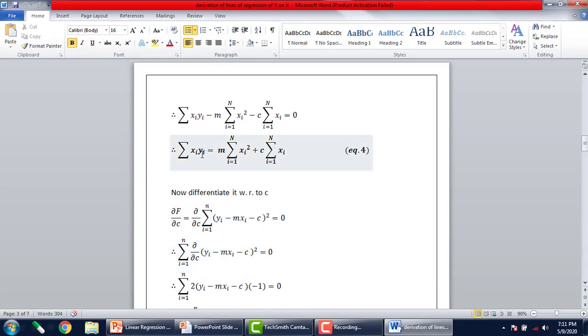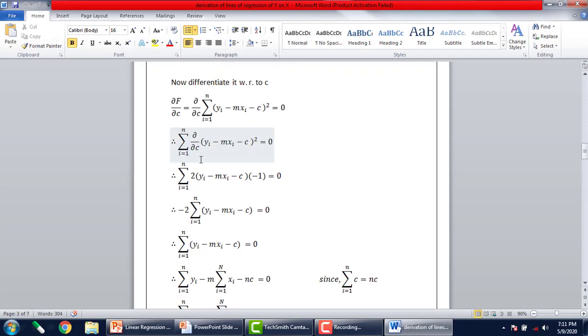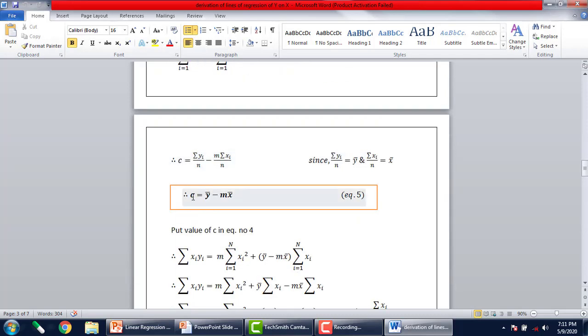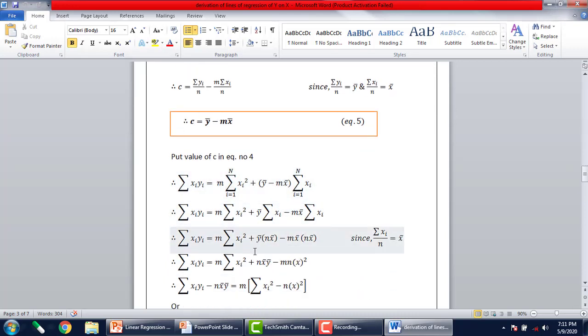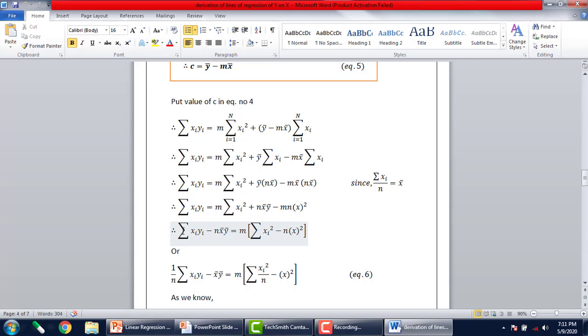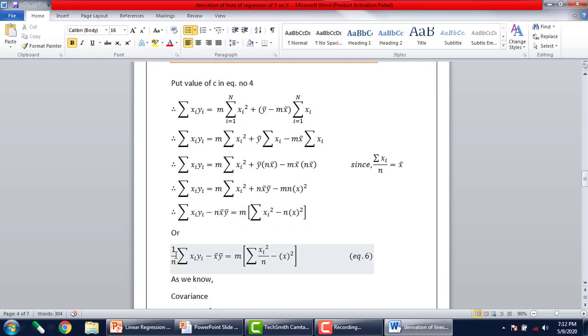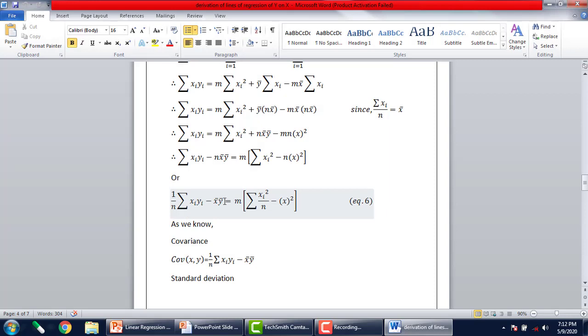This is what equation number 4 we already calculated, and we put this value of c here. After putting and simplifying this equation, we get the equation summation xi yi minus n x bar y bar is equal to m in bracket summation xi square minus n x bar square, or 1 by n. We just take common 1 by n and the equation becomes this.